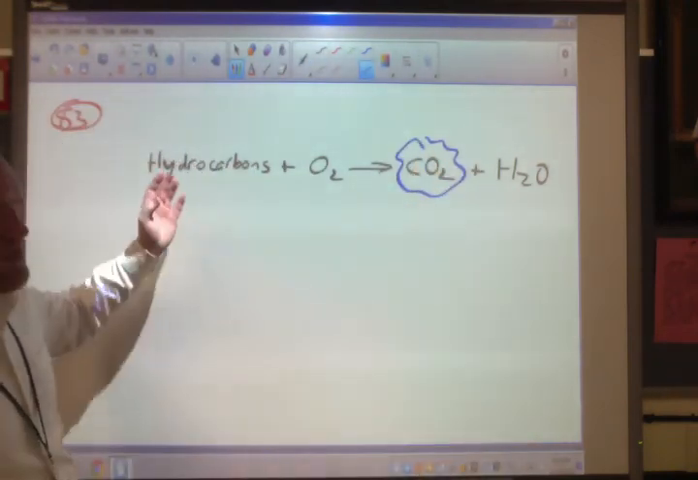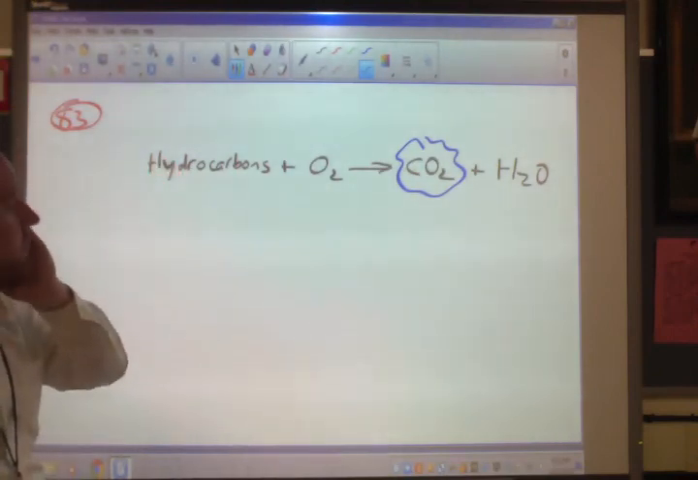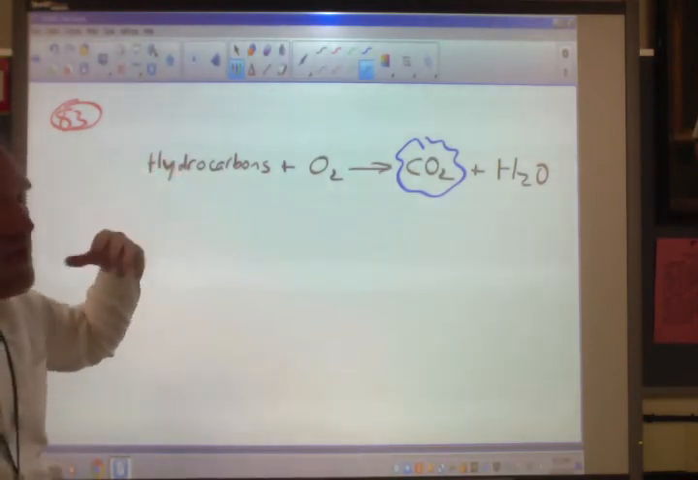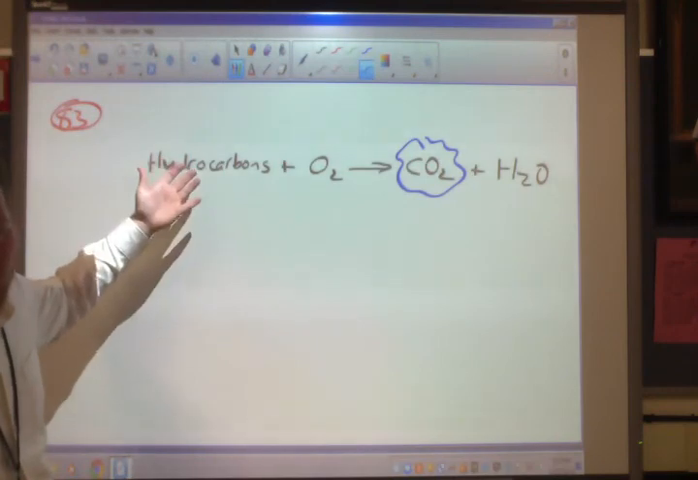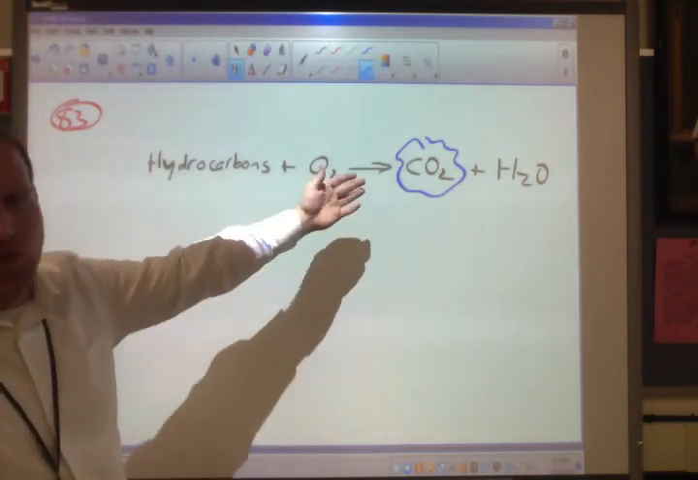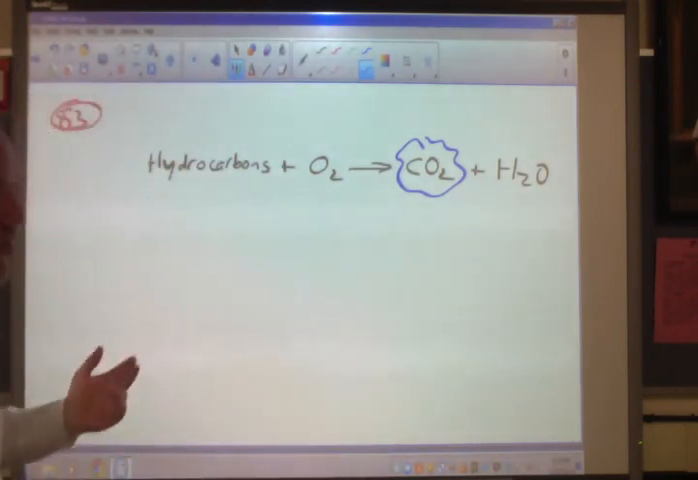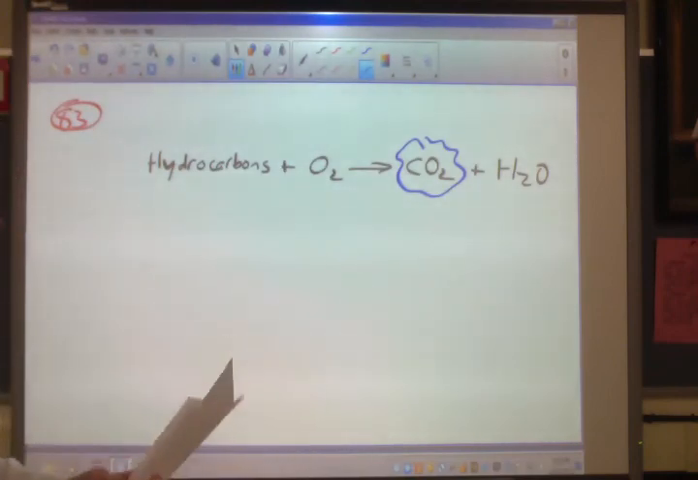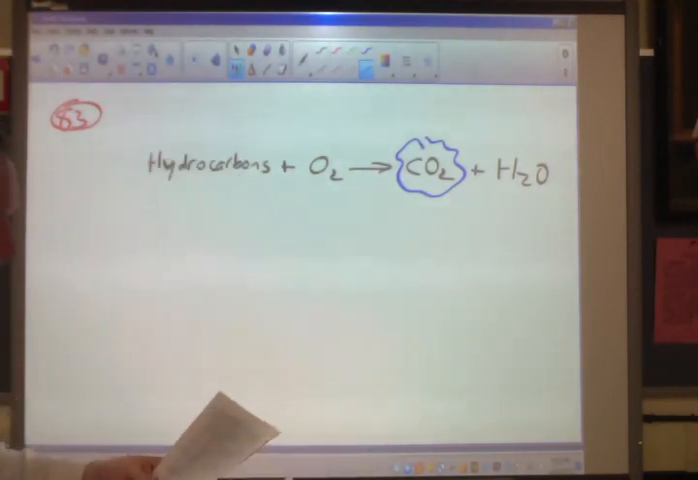So every time this happens, every time you burn coal, every time you burn natural gas or burn wood even, you're releasing CO2, and the more CO2 we have in the air, the warmer it's going to get. So that's the effect. That's the main reason behind global warming.